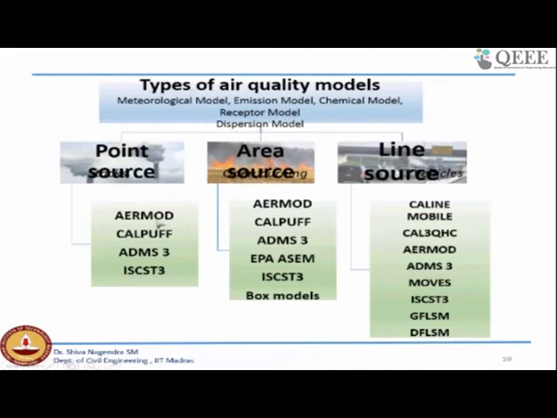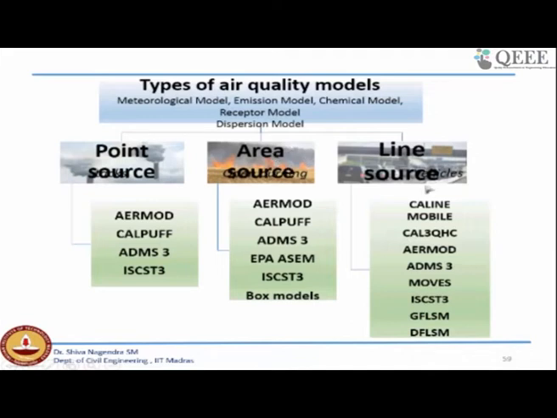Coming to point source models, some of the most widely used models are AERMOD or ADMS, CALPUFF, and ISCST3. These are some of the models used by regulatory agencies to understand the impact of point source emissions on the surrounding environment. Coming to area sources, for example, crop burning impact on air quality, you can use AERMOD, CALPUFF, ADMS, or a box model.